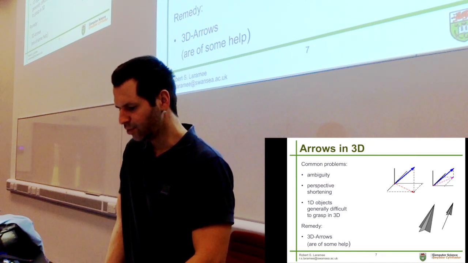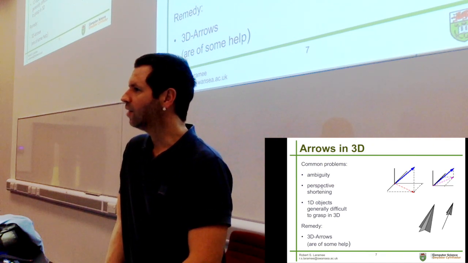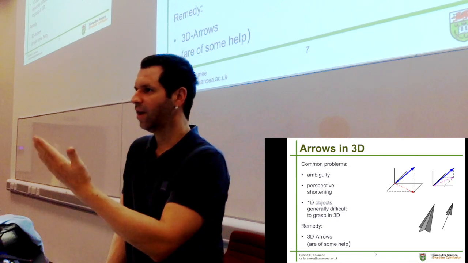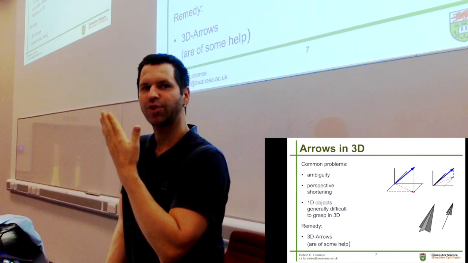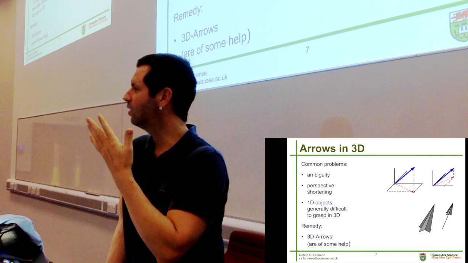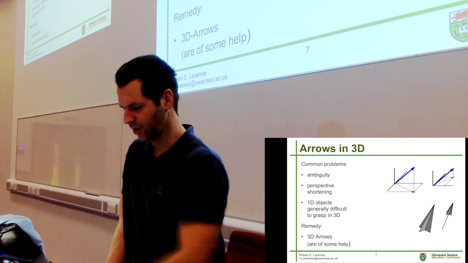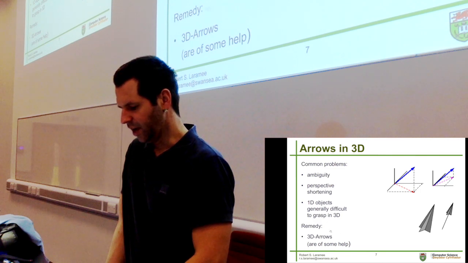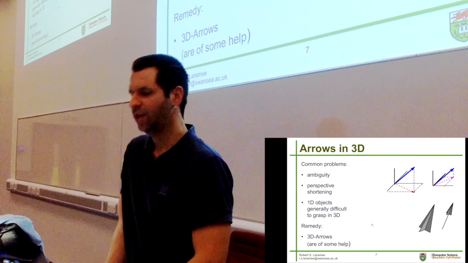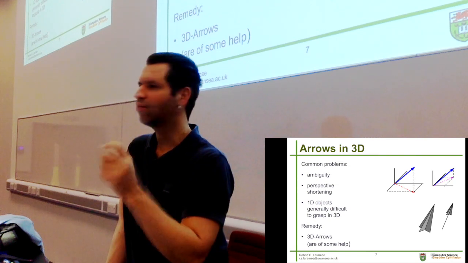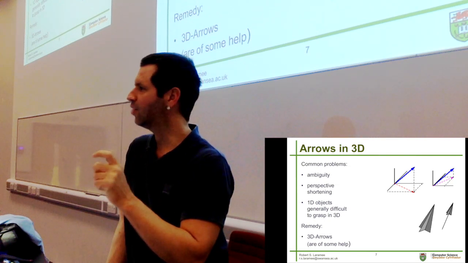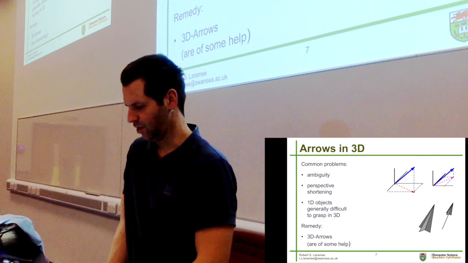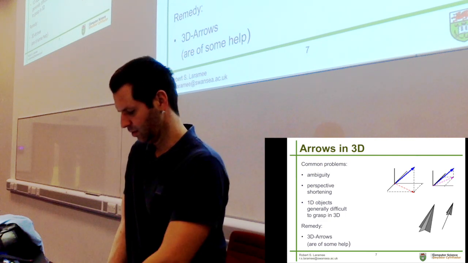That's due to perspective shortening. That's the shortening of the arrow that occurs when you project it from 3D to 2D. That's called perspective shortening. So it can help to add lighting and shading to the arrows, and of course it will help if we can rotate the 3D scene. That will make sure that that's no longer ambiguous.